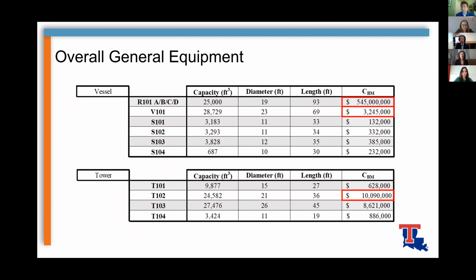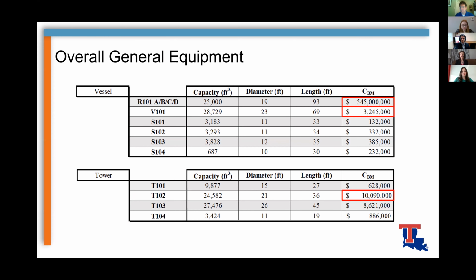Overall, for our general equipment, as mentioned before, we have 4 reactors. In summation, these 4 reactors cost about $500 million. Now, 70 million of that does come from the catalyst that we are costing as well. The next most expensive vessel is our flash drum vessel, which is made of the same material as the reactor. Both are costed as nickel alloy in order to avoid hydrogen embrittlement. And this flash drum tends to be very expensive, mostly because it is also separating out the rest of the hydrogen that we're sending back into the reactor.